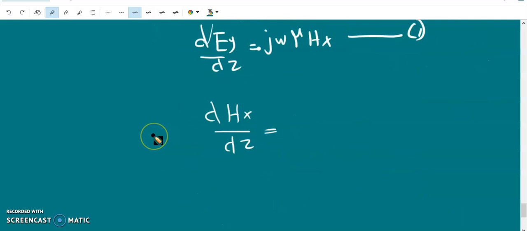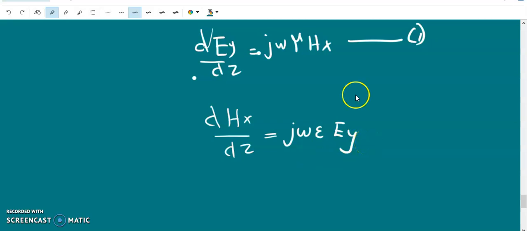So similarly we can write the other curl equation. Del cross H is equal to j omega epsilon E, as dHx by dz is equal to j omega epsilon Ey. So this one is termed as equation number 2.